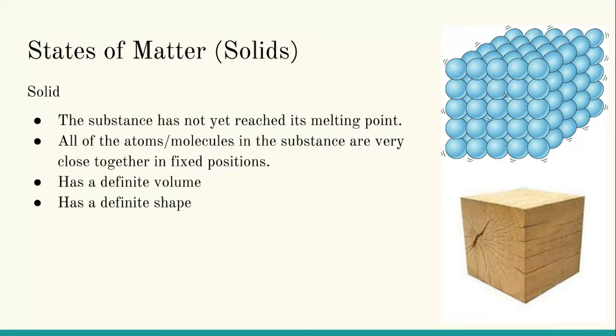For the states of matter, we've learned about this before, but we're going to learn about this on the particle level. So for a solid, that means the substance has not yet reached its melting point. If it's water, you could think of it being frozen. All of those atoms or molecules or particles, whatever you want to call them, that are in the substance, they're very close together and they're in fixed positions. They don't get to move around a lot. So like this block here, all these little particles, they're stuck where they're at. They might vibrate a little bit back and forth, but they don't actually move.